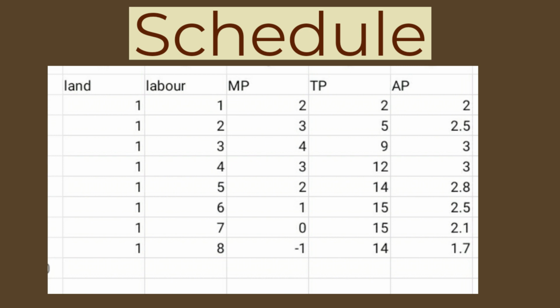It means firstly the increment in TP, that is 5 minus 2, is an increment of 3, and then 9 minus 5 is an increment of 4. It means TP is increasing, and that too at an increasing rate. After that, the TP is still increasing, but the rate is decreasing. How? 12 minus 9, the difference is 3, then 14 minus 12, the difference is 2, and then 15 minus 14, the difference is 1.